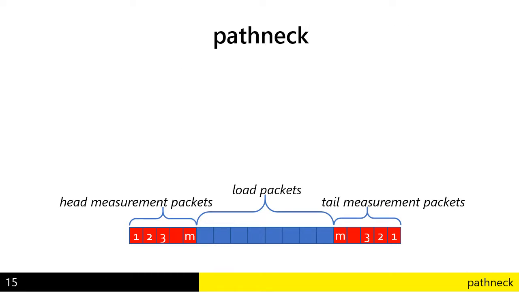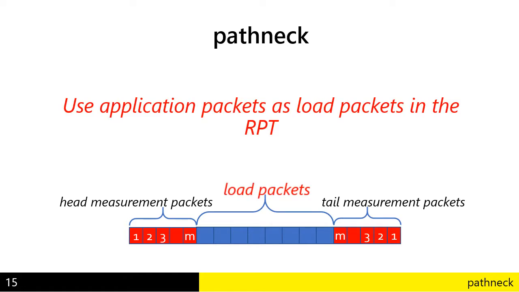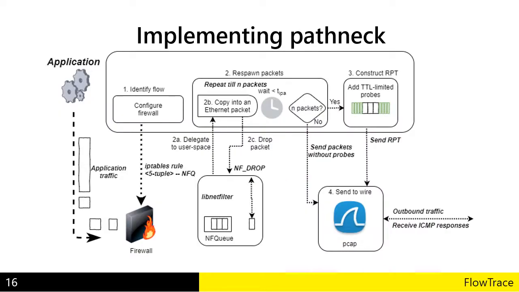Naturally, since the load packets are large packets, these are the cause of the problem for Pathneck. They are the reason for the high congestion overhead of the algorithm. So in this implementation, we use application traffic as the load packet substitute in the recursive packet train. This is what a high-level implementation of Pathneck in FlowTrace looks like.